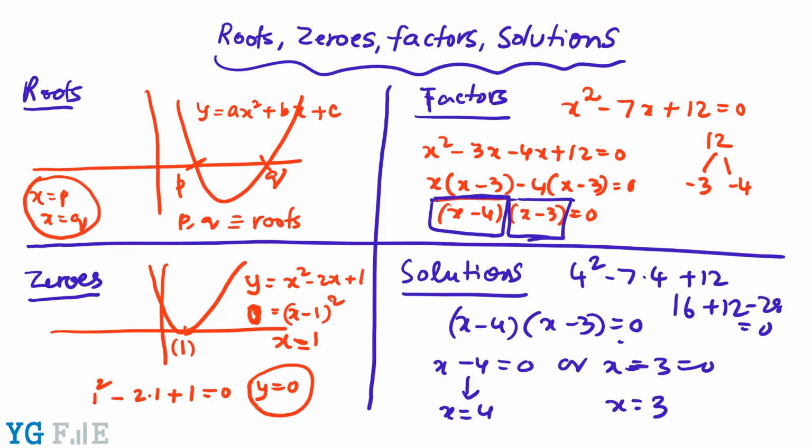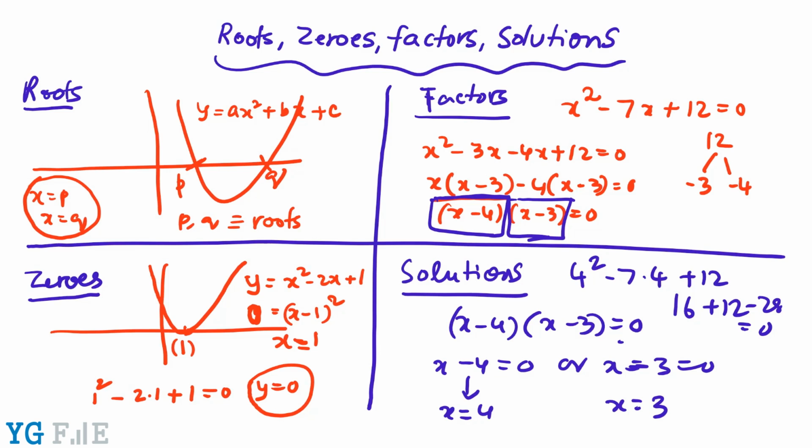So here we have two factors. x minus 4 and x minus 3 are factors, and also solutions, because when I substitute the values of x back into the main expression, the value becomes 0. So that is called a solution. All of these terms mean exactly the same, and whenever somebody uses one of them, you can understand that they all mean the same thing.